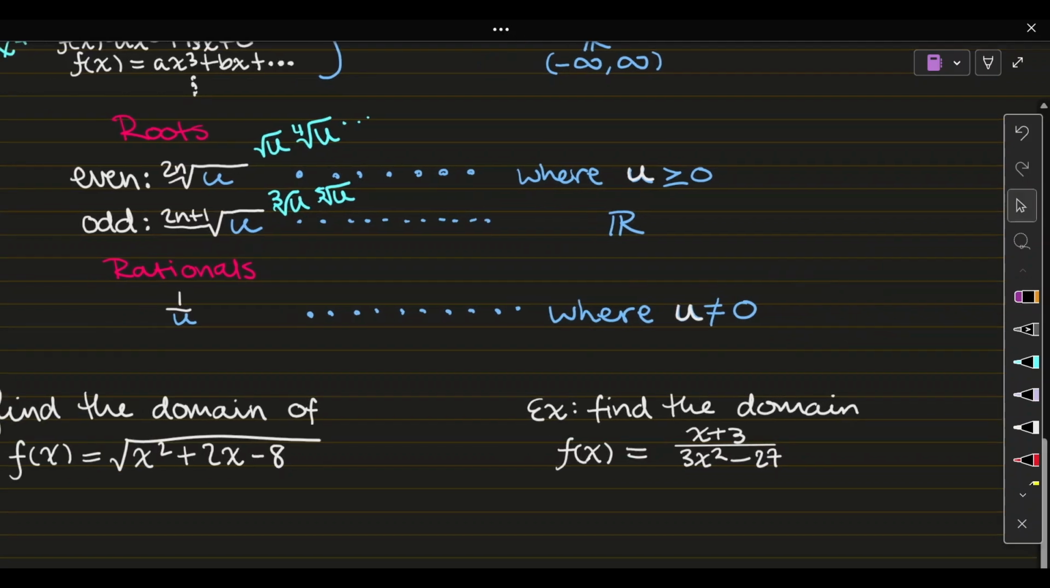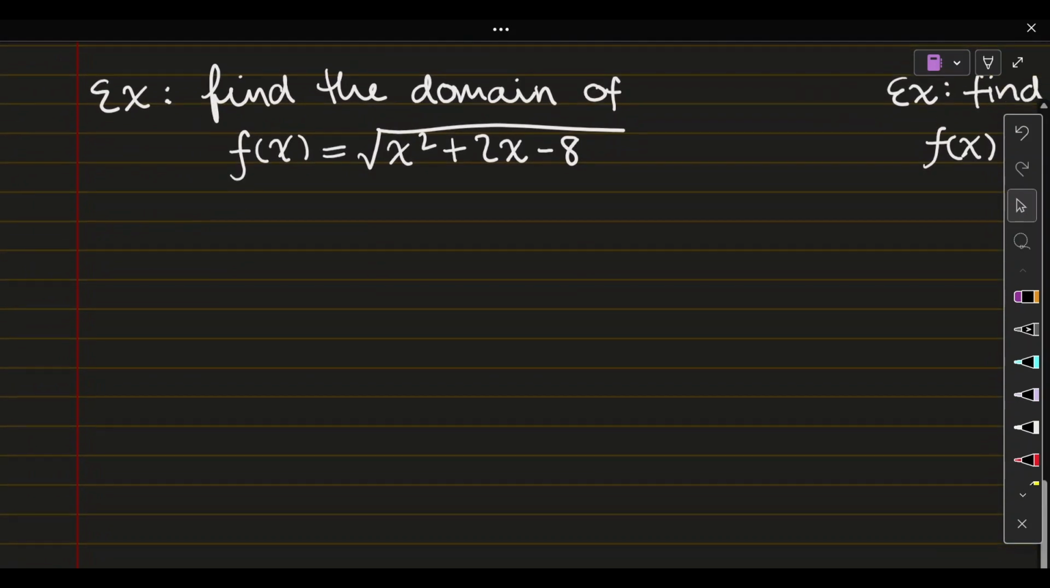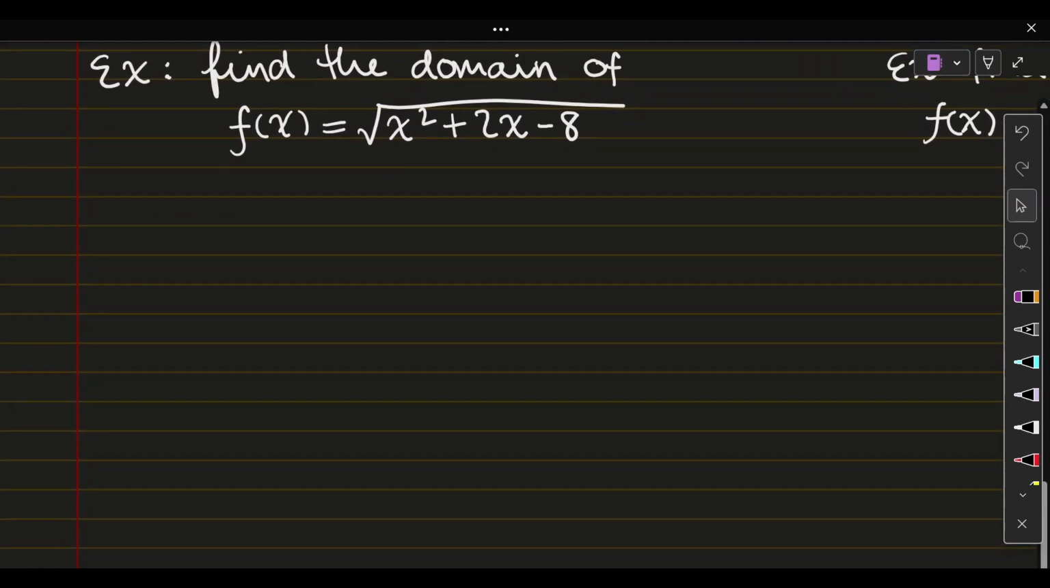Okay? So let's do some examples. Let's find the domain of the square root of x squared plus 2x minus 8. Okay? Now, we want to remember when I have an even root, I need this guy in the square root to be greater than or equal to 0. Because if it's less than 0, I have a negative number in the square root, and that gives me a non-real solution, right? That's going to give me something with i, a complex number. So I need whatever is inside of the square root to be greater than or equal to 0. So let's go ahead and do that.